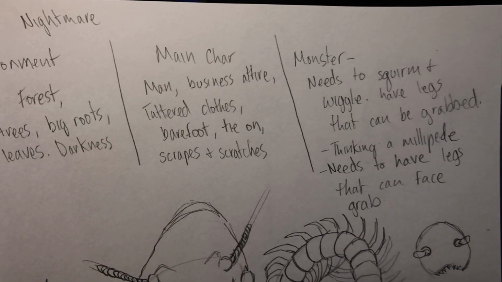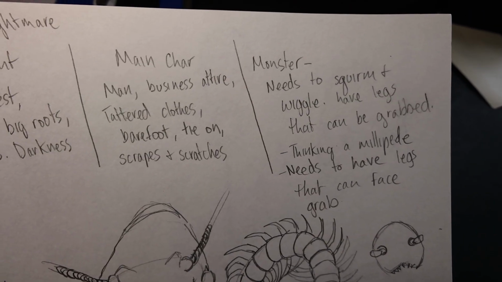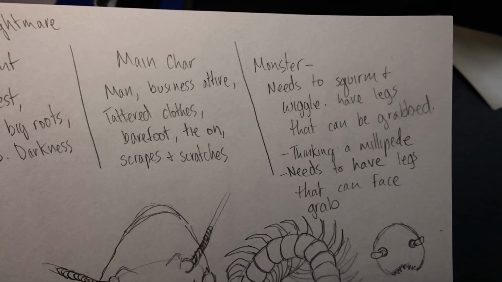Monster needs to squirm or wiggle, have legs that can be grabbed, and I'm thinking of a millipede, or it needs to have legs that can grab. So these are just all the ideas that come immediately to my head as I try to figure out what I want to draw.